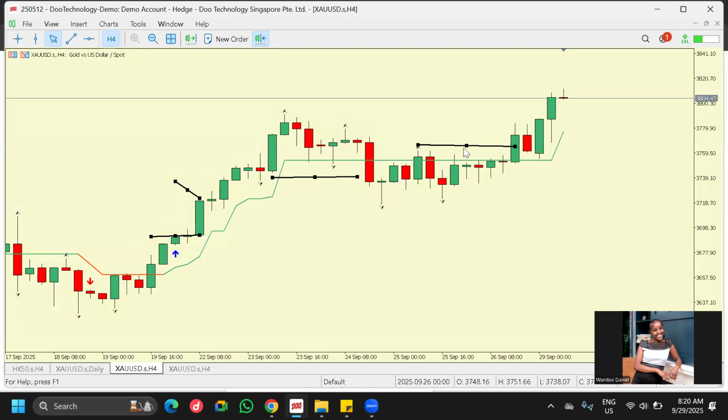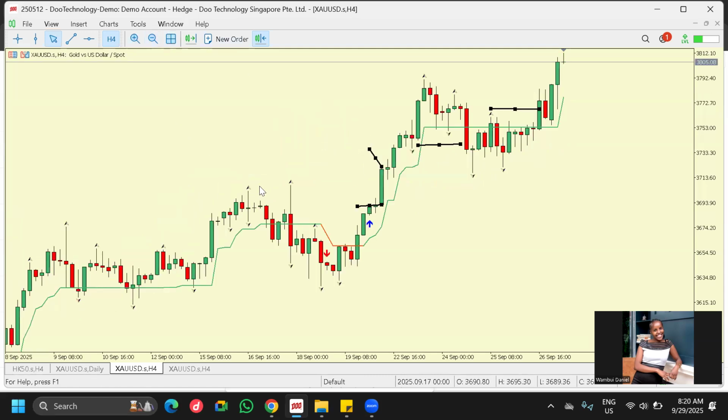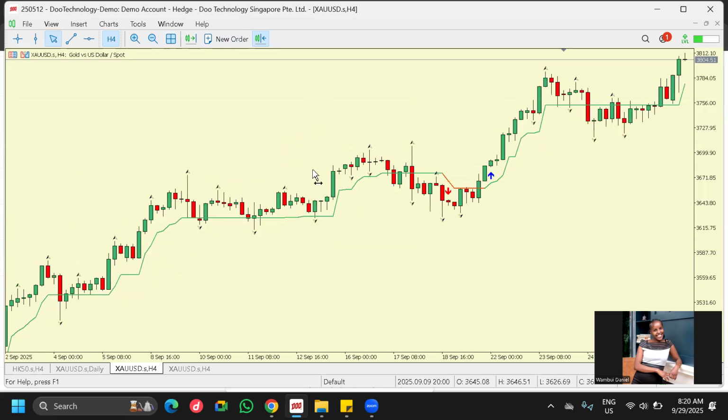So you want another candle to close above the current resistance, and the current resistance being this fractal here. So we will have re-entered again after this candle closed above it. Put our stop loss here, then let it go. So this is how I have managed to be on the buy trend of gold for some time.